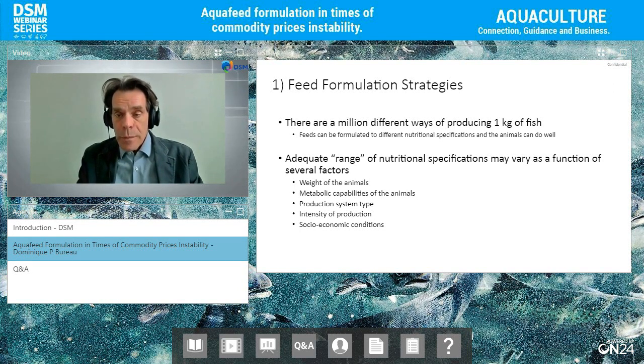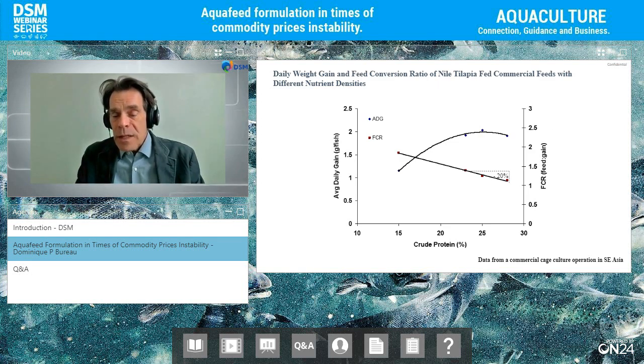So therefore, feed formulation can be variable depending on feed. I realized this many years ago. We started doing research on trout and salmon, and we would play with the nutritional density and achieve very similar growth. And we did the same work in Indonesia with cage farms of tilapia. That was about 10 years ago.